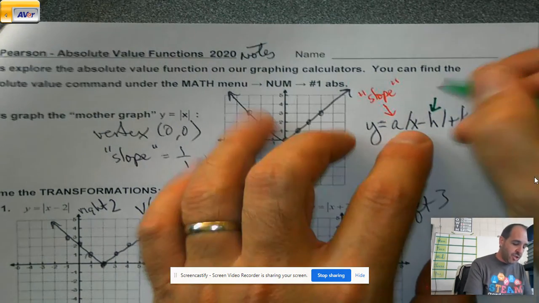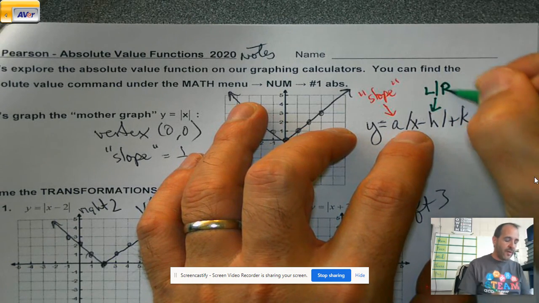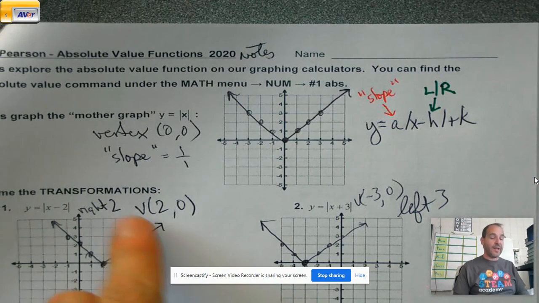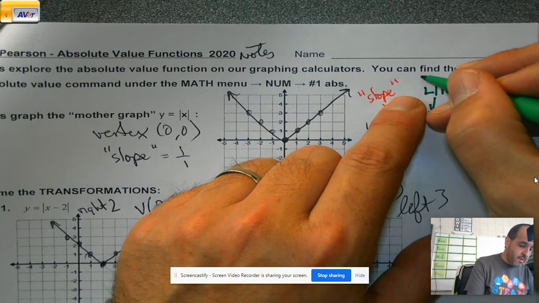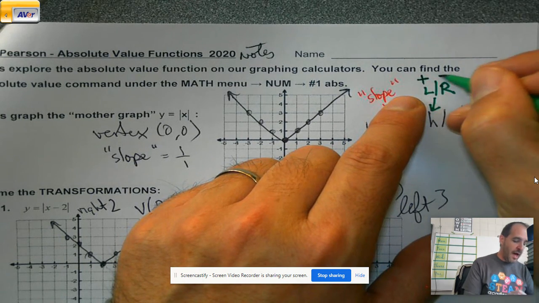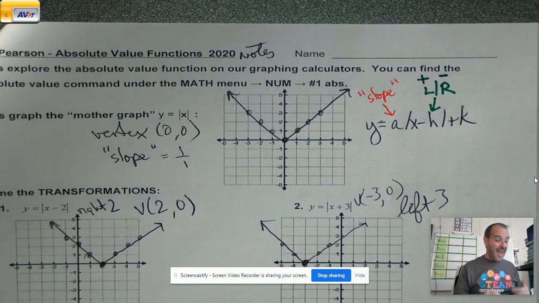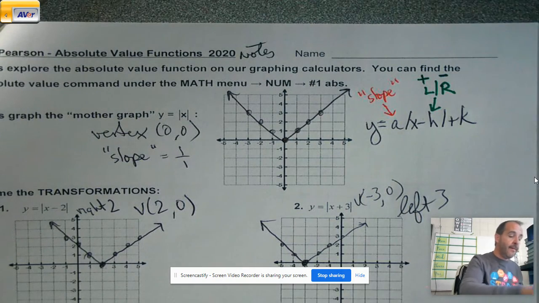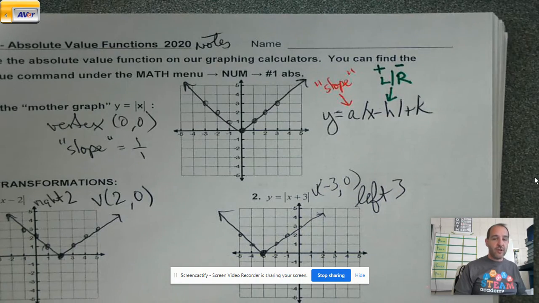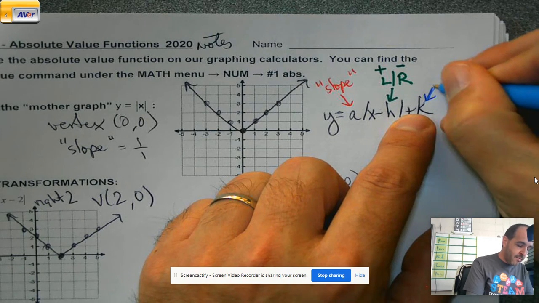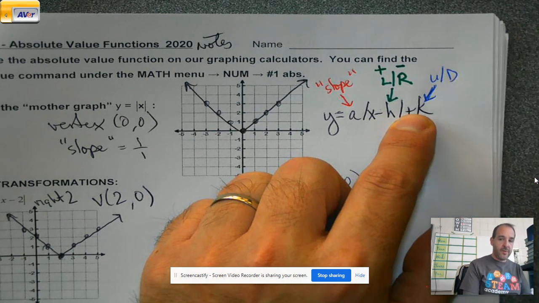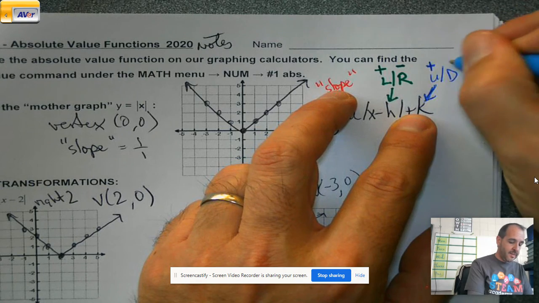This H is whether I'm going to move my graph. I'm going to shift it, I'm going to transform it to the left or right. So here, if it's plus, we're going to go left. If it's minus, we're going to go right. And keep this stuff handy when you're doing your assessments, when you're doing your practice, so you can get that reminder until you're feeling comfortable. And then the plus K on the end is my up and my down. Up is plus, down is minus.